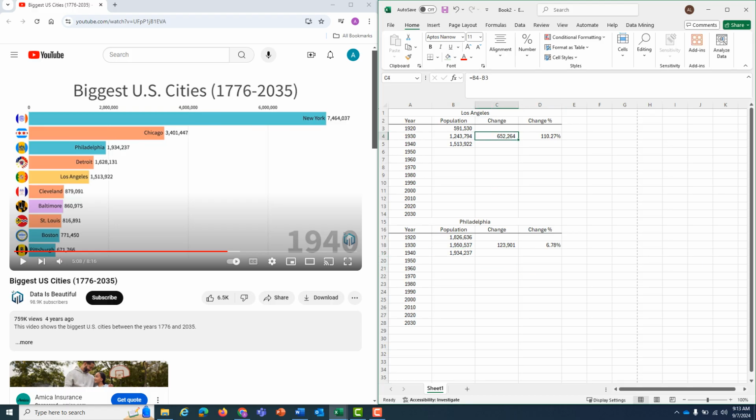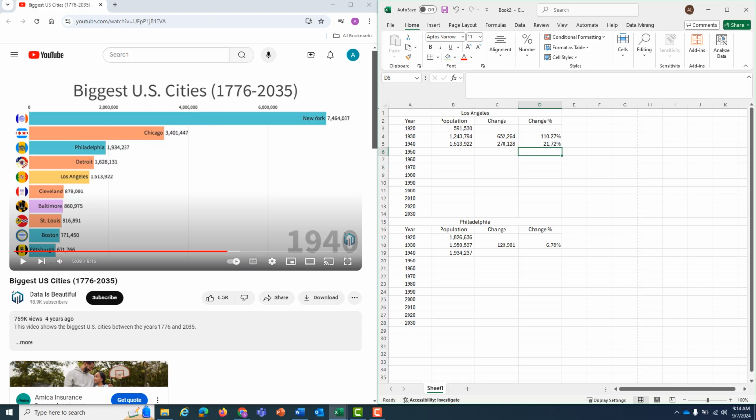For the change, it's the same concept. We're going to have this be equal to what it is now minus what it was before. That's an increase of 270,128. To find the percent of change, we're going to say that it is equal to how much it changed divided by what it was before. And Los Angeles' population still increased by 21.72% during the 1930s.